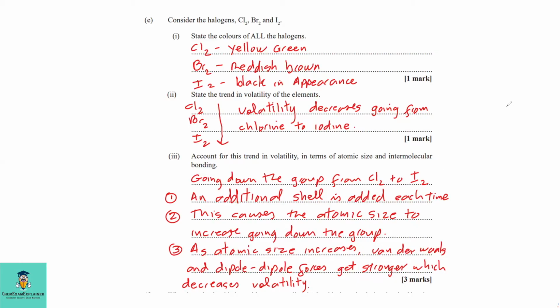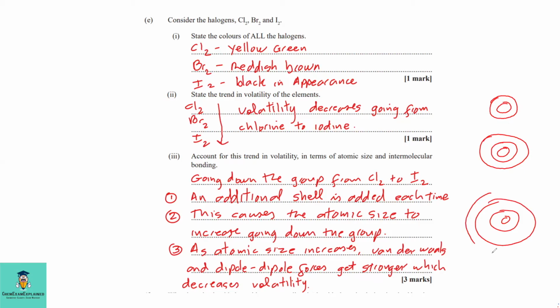So we're saying that going down the group, if you have 2 shells here, then you'd now increase to 3. And then you'd increase to 4. Just an example. Okay? And so you see atomic radius increases down the group, right? So the atomic radius is getting larger, and the force of attraction between the molecules are stronger because, of course, we're going from gas to solid.